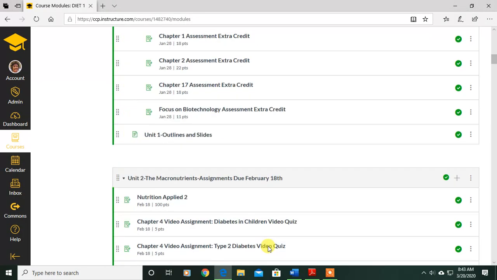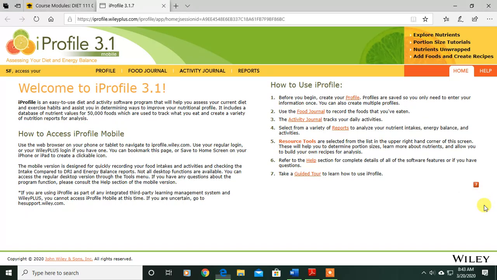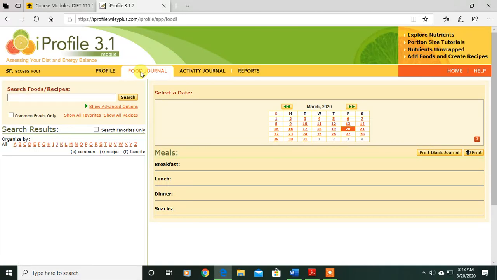So what you're going to do is you're going to go back into your iProfile. Now you've saved those original reports, so you're okay, but you're going to go back into the food journal.